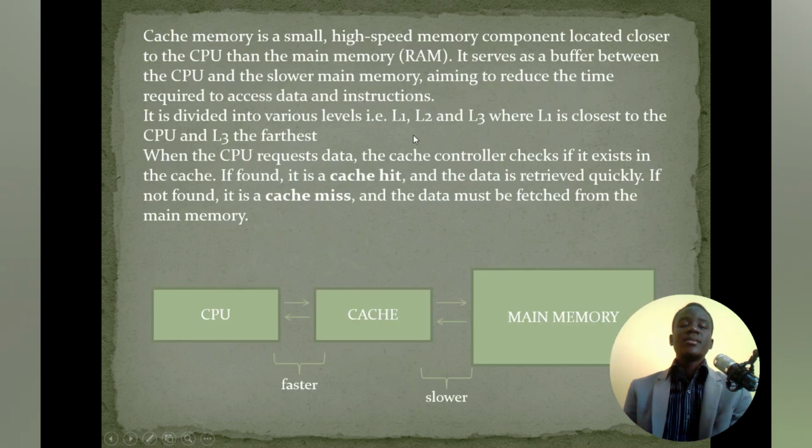Let's dive in. Cache memory is a small high-speed memory component located between the CPU and the main memory, which is the RAM. It serves as a buffer between the CPU and the main memory, aiming to reduce the time required to access data.